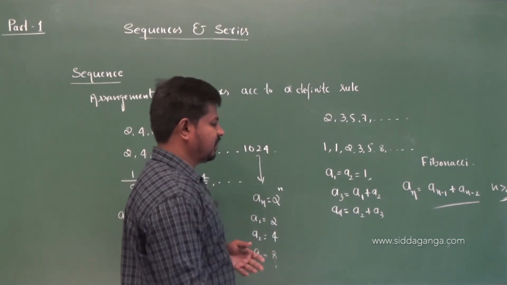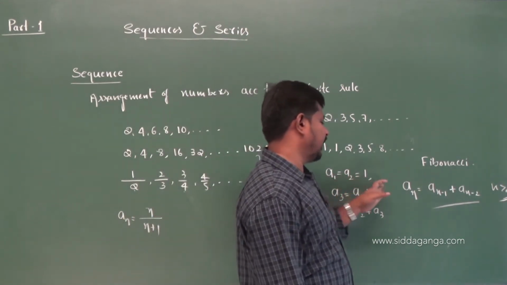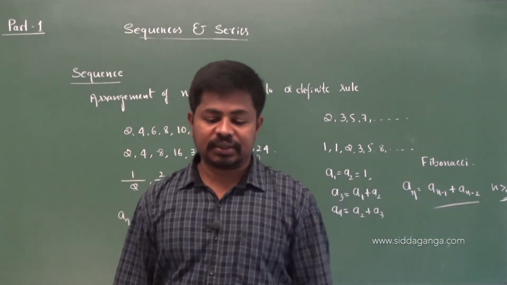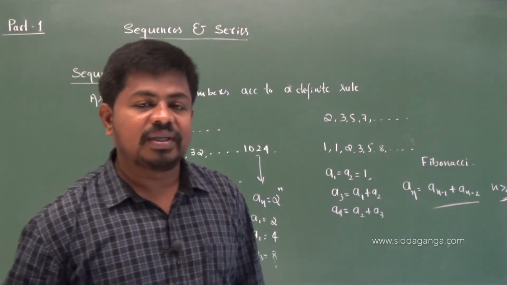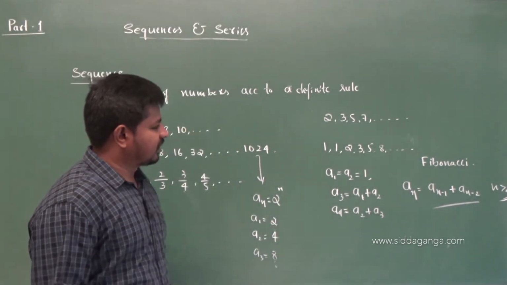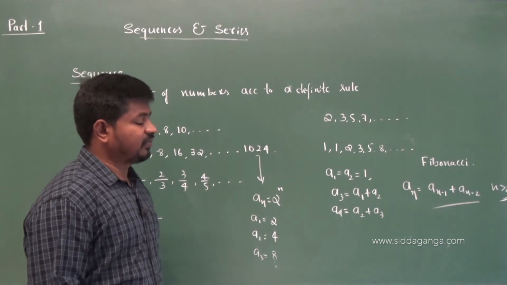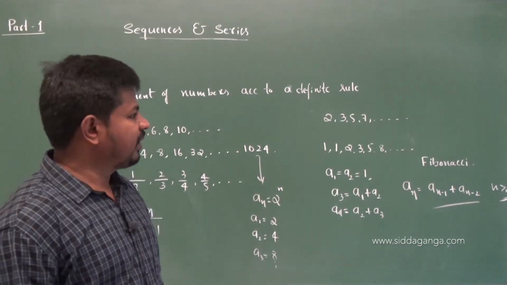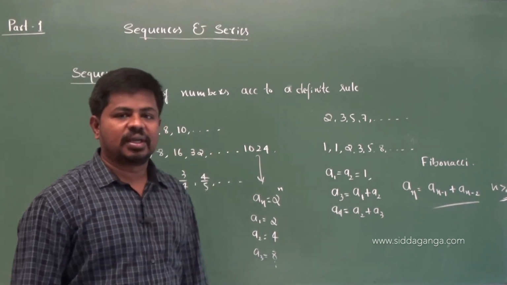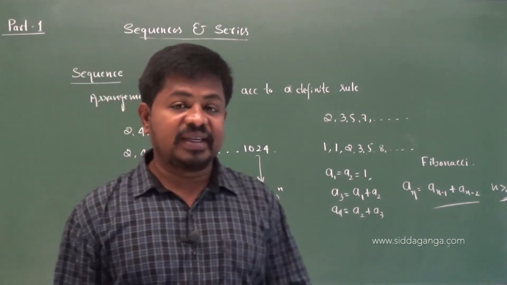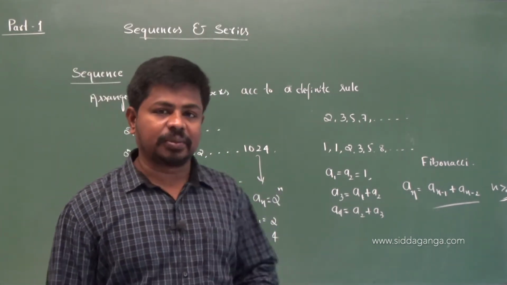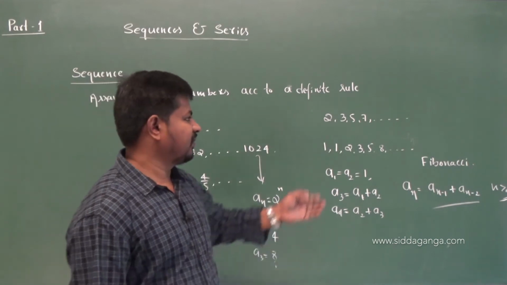A sequence in which a1 equal to a2 equal to 1 and an is equal to an minus 1 plus an minus 2 for all n greater than 2, this is what we call the Fibonacci sequence. Hope you got it, students. In some cases, we should not expect a formula to find the nth term. In such cases, sequences are described using verbal description, right? So these are the two examples for that.